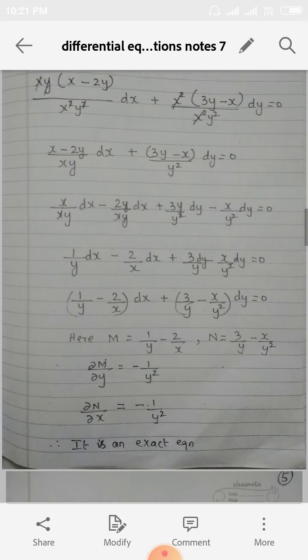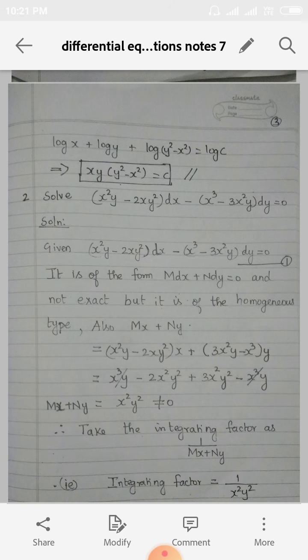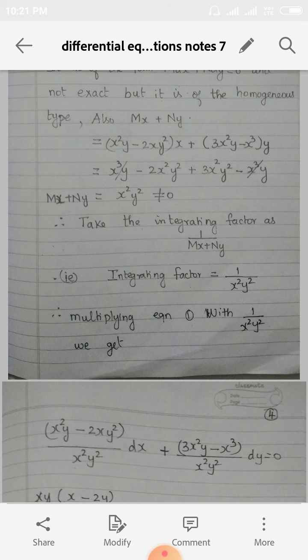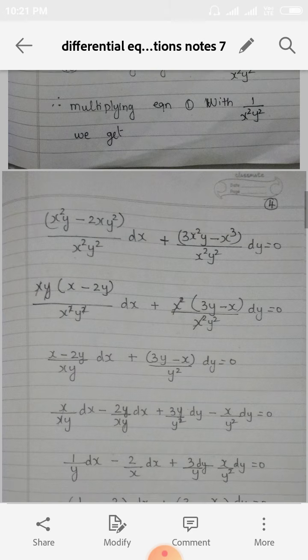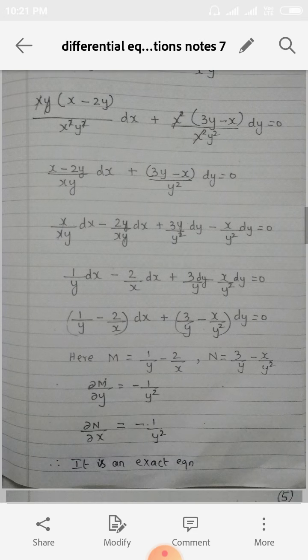So in this problem, the given equation is not exact. It is a homogeneous function. So we find Mx plus Ny is not equal to 0. We get x square y square, so the integrating factor is 1 by Mx plus Ny, that is 1 by x square y square. We have to multiply the given equation with the integrating factor 1 by x square y square. We get the terms. Just cancel the like terms and separate the terms.